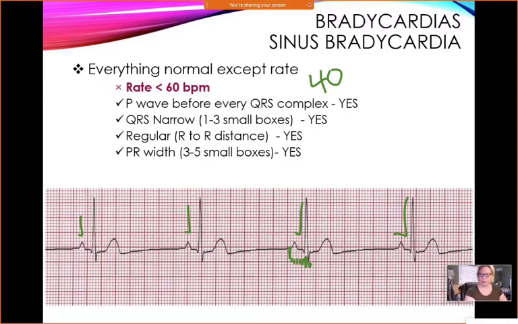So we're going to just leave this where it is, but the rate is less than 40. So we're going to call it sinus. Sinus, if you have a sinus tachycardia, a sinus bradycardia, it means everything is normal except for the rate. So we're going to leave this one alone because we're right at that 5 block mark. It's still normal. We're calling this a sinus bradycardia.